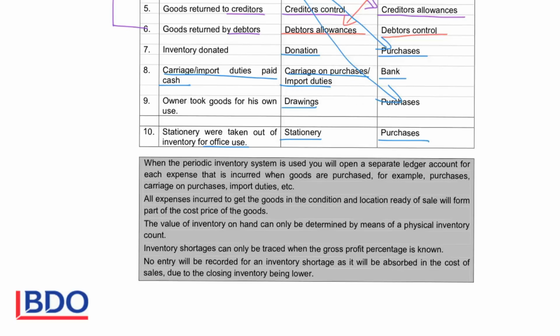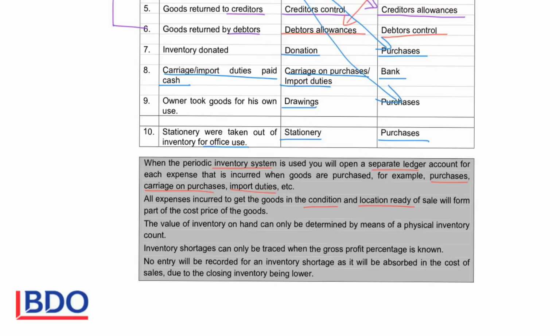What did we learn today? When the periodic inventory system is used, you will open a separate ledger account for every expense that you pay when the goods are purchased. So you will have a purchases account, carriage on purchases account, import duties account. All expenses incurred when we buy the goods to get the goods in the condition that we want to sell it, or to the location where we want to sell it, will form part of the cost price of the goods.